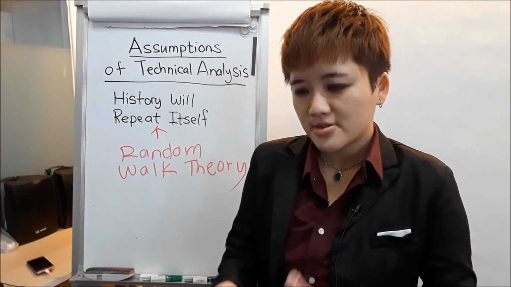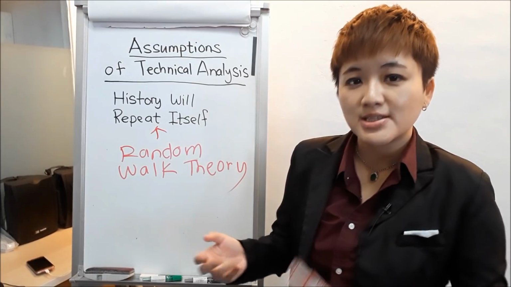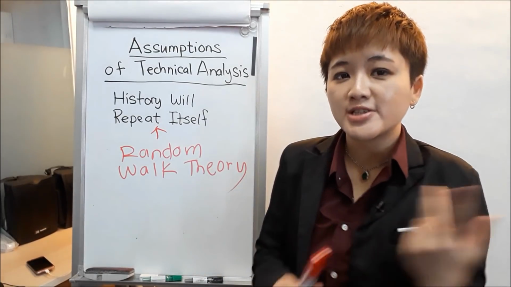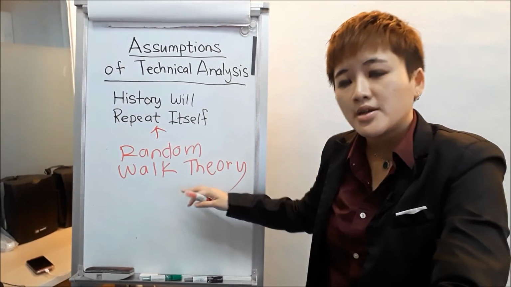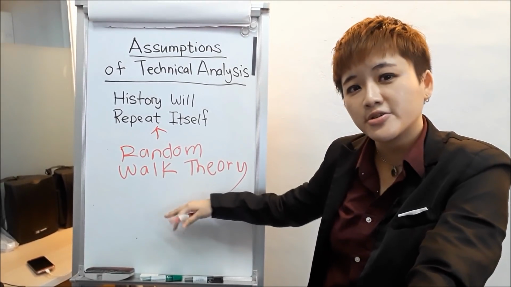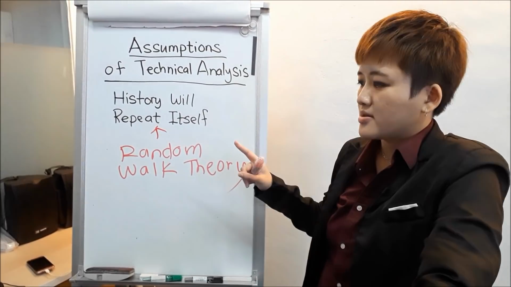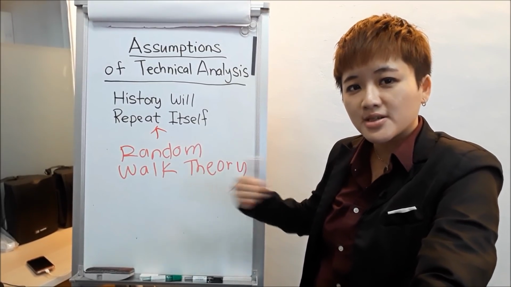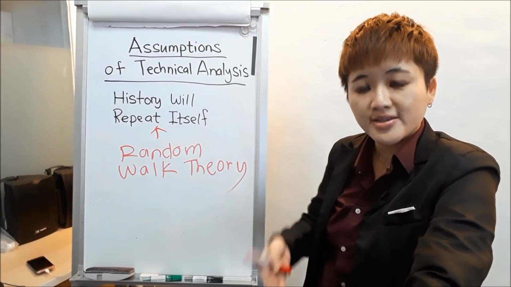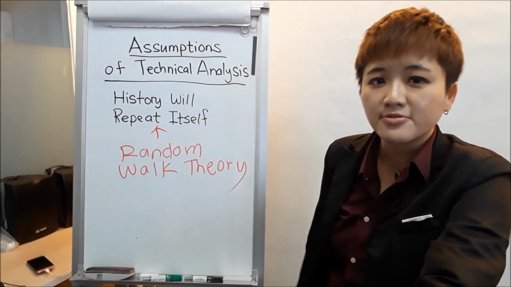The trend lines, moving averages, Fibonacci, CCI, RSI, stochastics, everything that I teach you, completely useless. It's just for entertainment. It says that past cannot influence present, present cannot influence future. And if this theory applies, we are also assuming that as humans, we trade, invest in a random manner, like we buy and sell randomly.